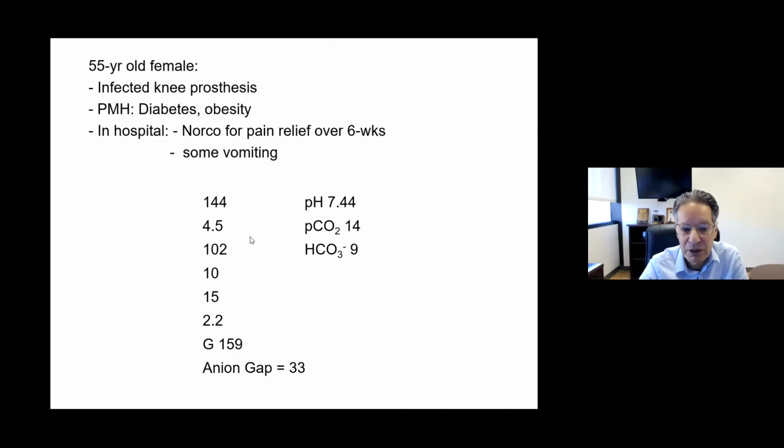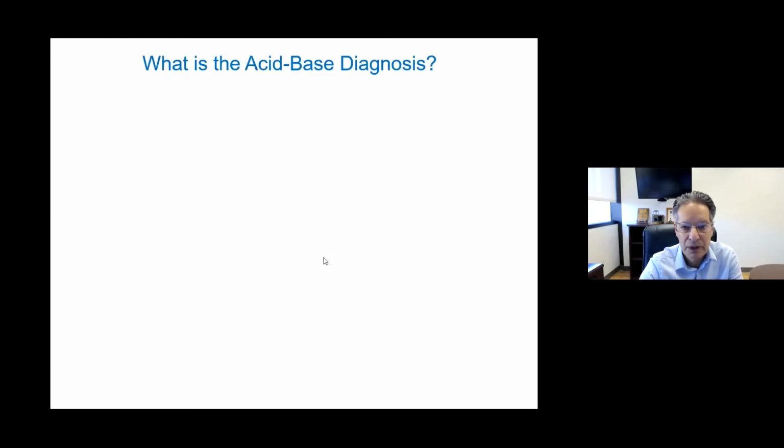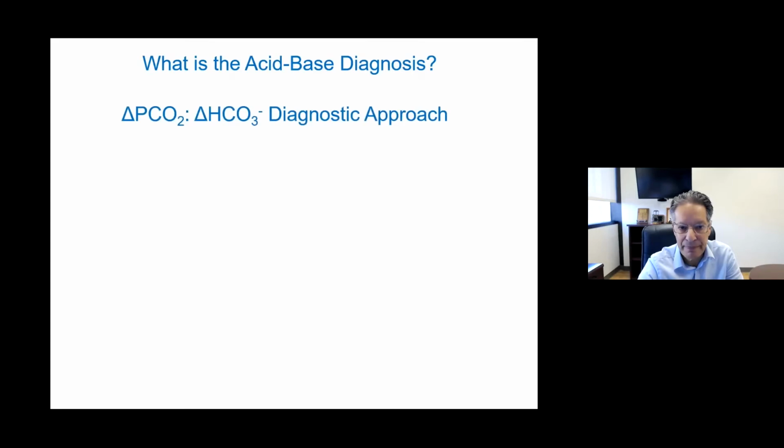And these were her lab values. Of note, her total CO2 on the chemistry panel was 10. She had a slightly elevated creatinine, but her anion gap was 33. Her blood gases showed a pH of 7.44, a PCO2 of 14, and a calculated bicarbonate of 9. So the first question is, what's the acid-base diagnosis?